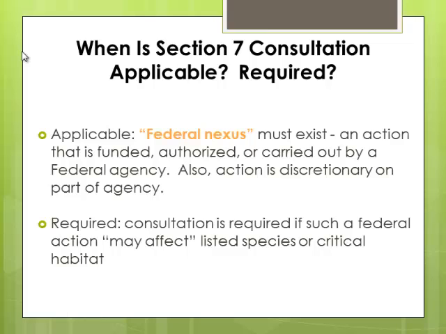Consultation is required if such a federal action may affect a listed species or critical habitat. And we'll get into how you make that determination.